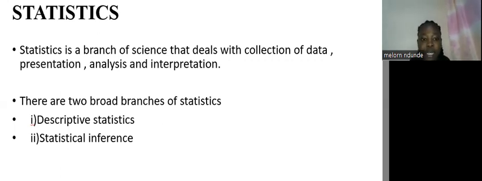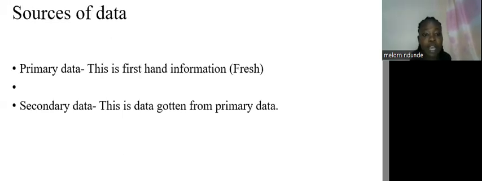And you should also know the two broad branches of statistics, which are descriptive statistics and statistical inference. Under that, you should know the basic definition of statistics. Then we have the sources of data. We have majorly two sources of data: the first one being primary data and the second one being secondary data.